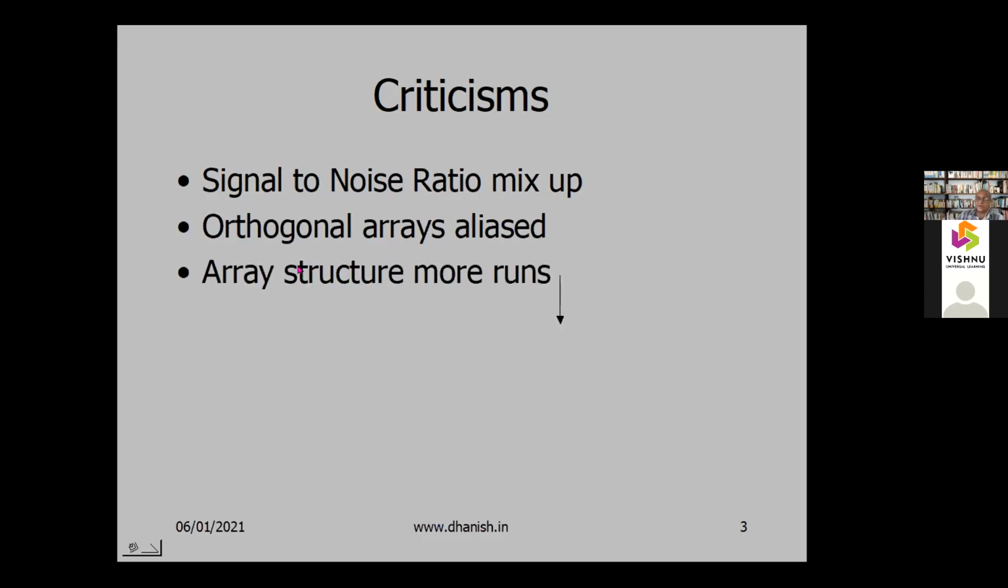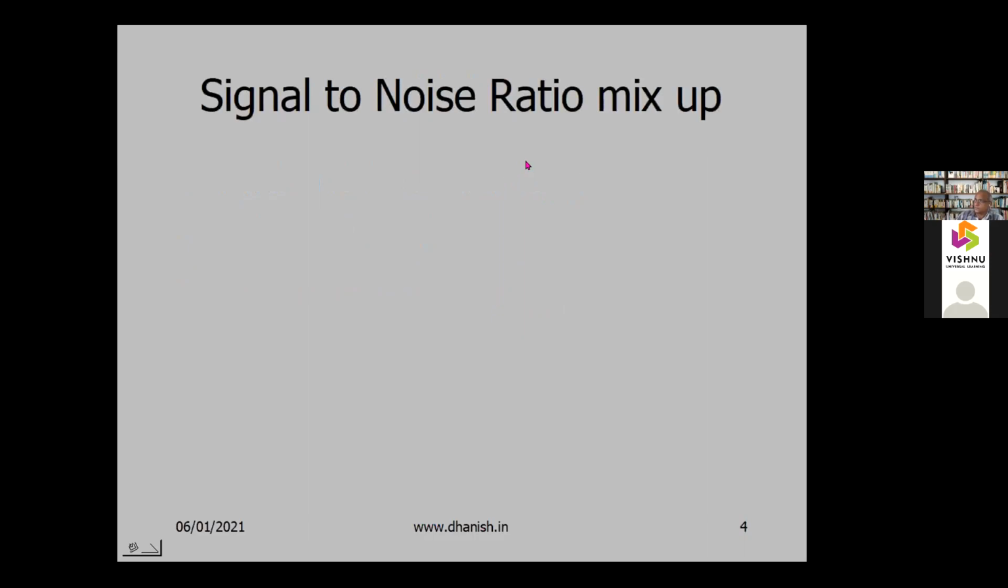He says you have to allocate factors to columns. So allocate A to column 1, allocate B to column 2. The interaction AB has to be allocated to column 4, and so on. And then an inner array, outer array structure is there in some designs which he recommends. That requires many more runs. So these are the three major criticisms about the Taguchi methods. First, signal to noise ratio mix-up.